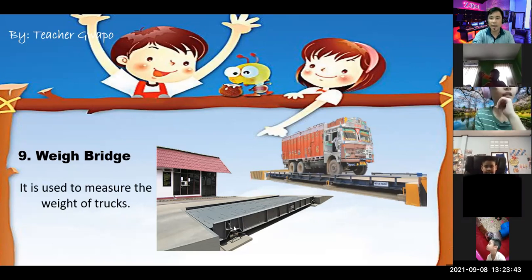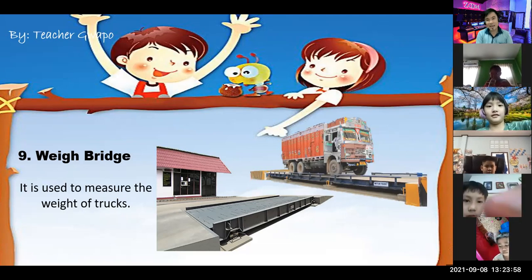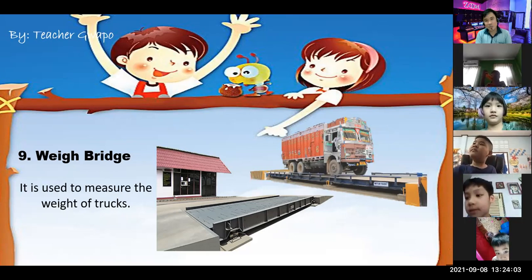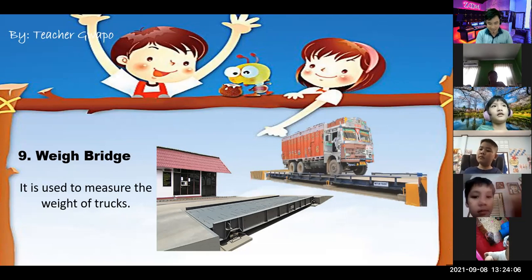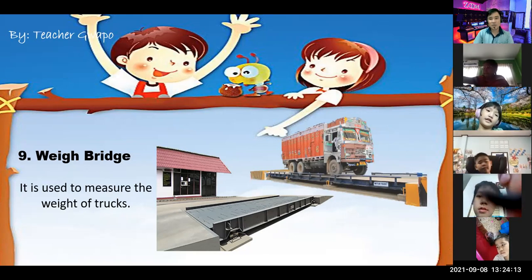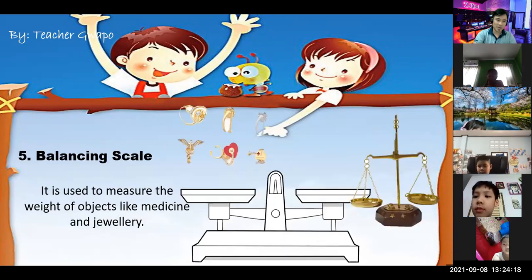Don't forget, weigh bridge. Okay, again, number 1, what's the first weighing scale? Do you remember? Dial, again, dial. Oh, you forget. Dial spring scale. Number 2, digital grocery scale. Let me show again. Here we go.